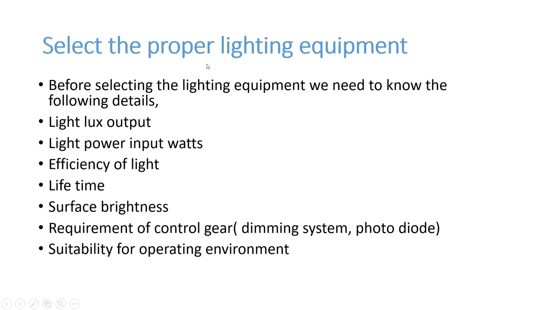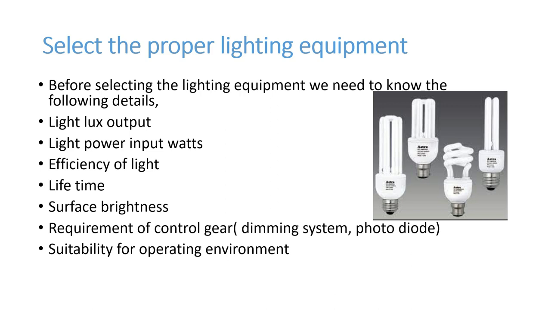And third, select the proper lighting equipment. That means you are going to design a lighting system for your room, outdoor lighting or indoor lighting. So you should know what type of lamp is suitable for that place, whether you are going with fluorescent, CFL, halogen or mercury lamps.